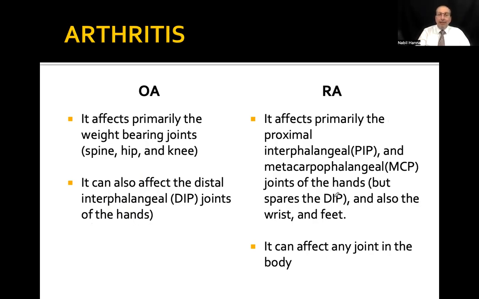Osteoarthritis can affect any joint in the body, but primarily it affects the weight-bearing joints. The most important weight-bearing joint in the body is the knee. So the knee, the hip, and the spine are the joints that are affected by osteoarthritis. Also, the joints of the hand can be affected by osteoarthritis, and here the predisposing cause is overuse.